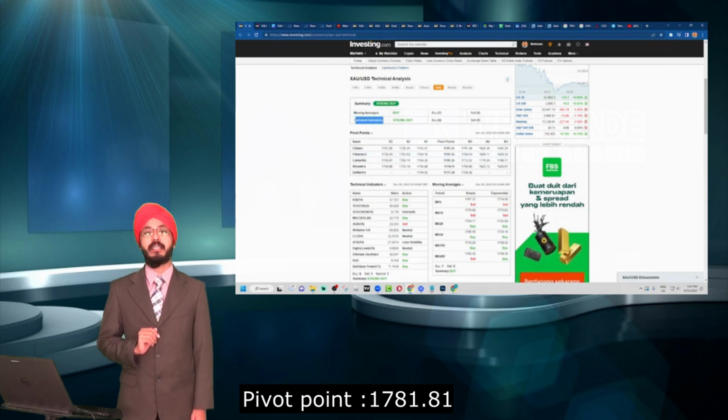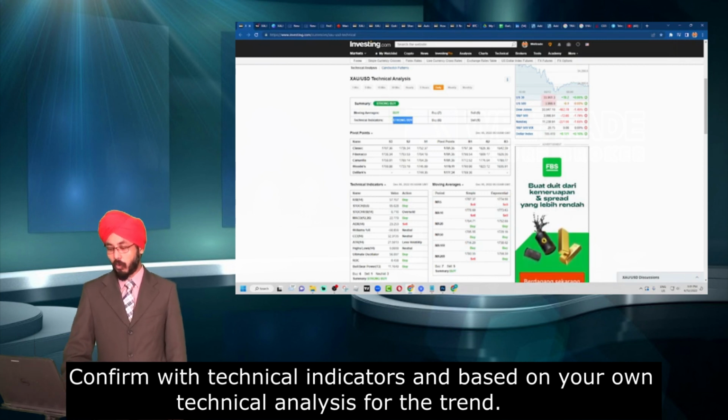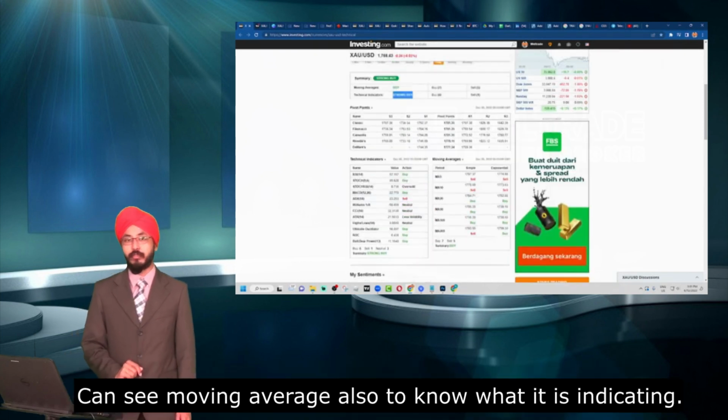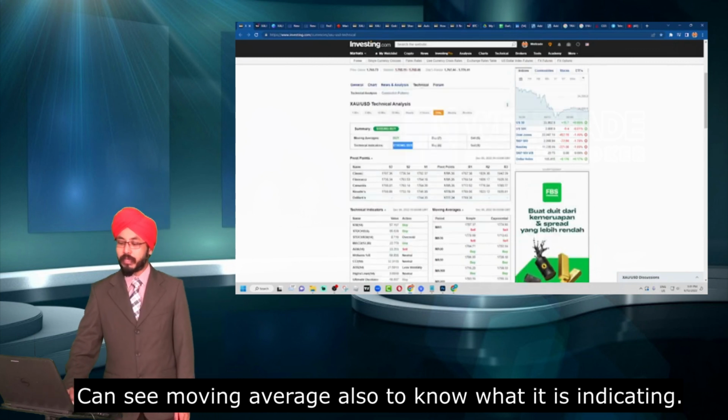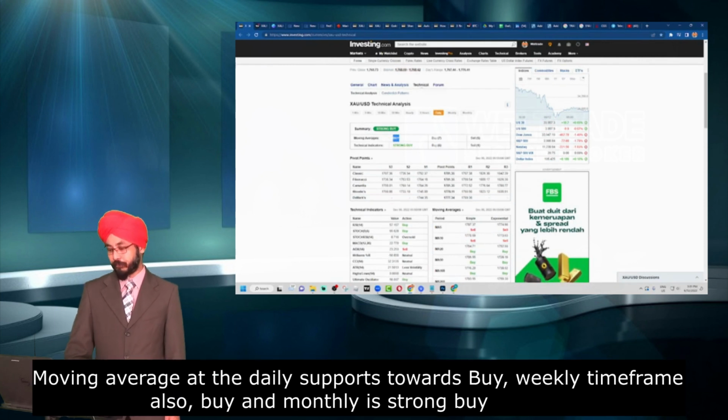The first step is that we will have to look at what our technical indicators are indicating. As we are able to see here, we have a strong buy, from all the technical indicators listed here. We can also look at our moving average, which is additional info that also supports buy.